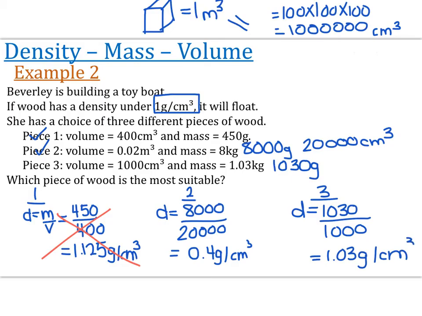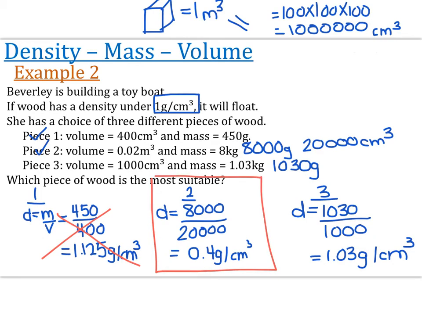Now we have to decide which of these 3 pieces is going to be the most useful when we're looking at finding a material to build this particular toy boat with. So the wood should have a density under 1 gram per centimeter cubed, and the only one that we have found that is under 1 gram per centimeter cubed is actually wood, or piece 2.